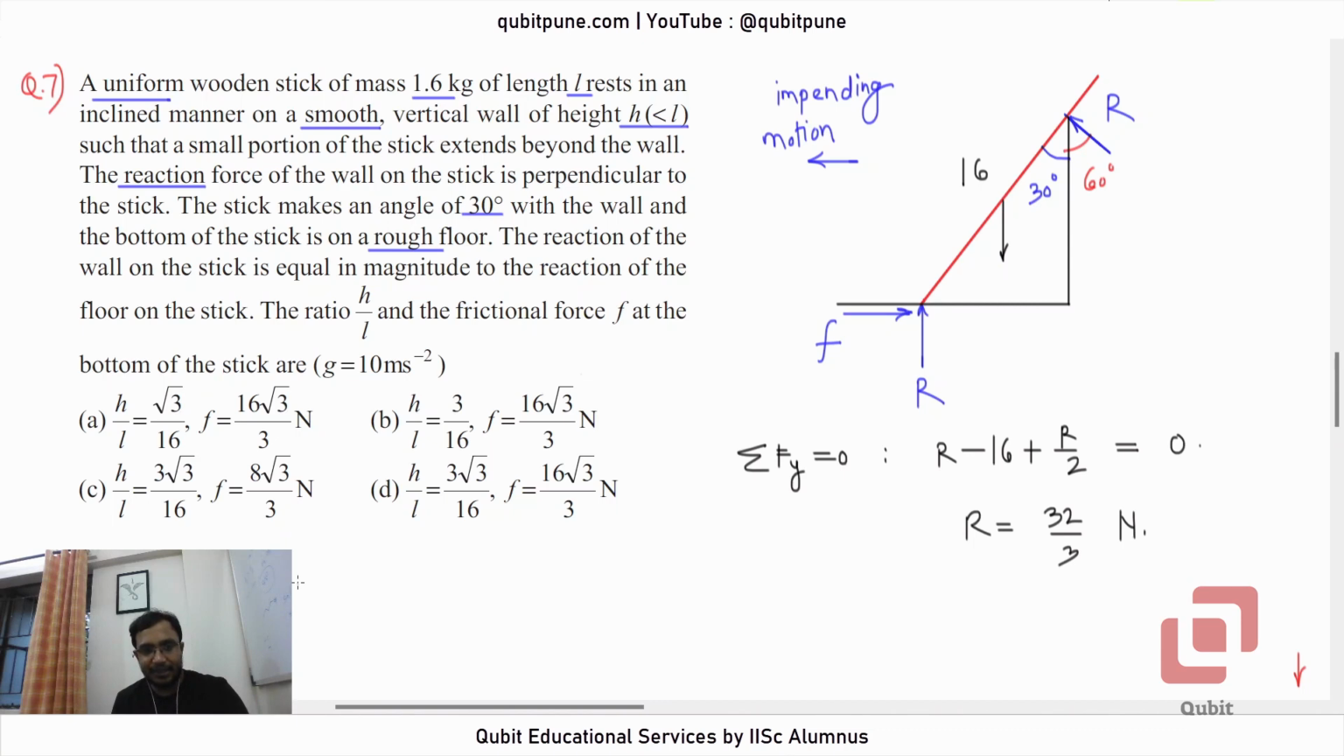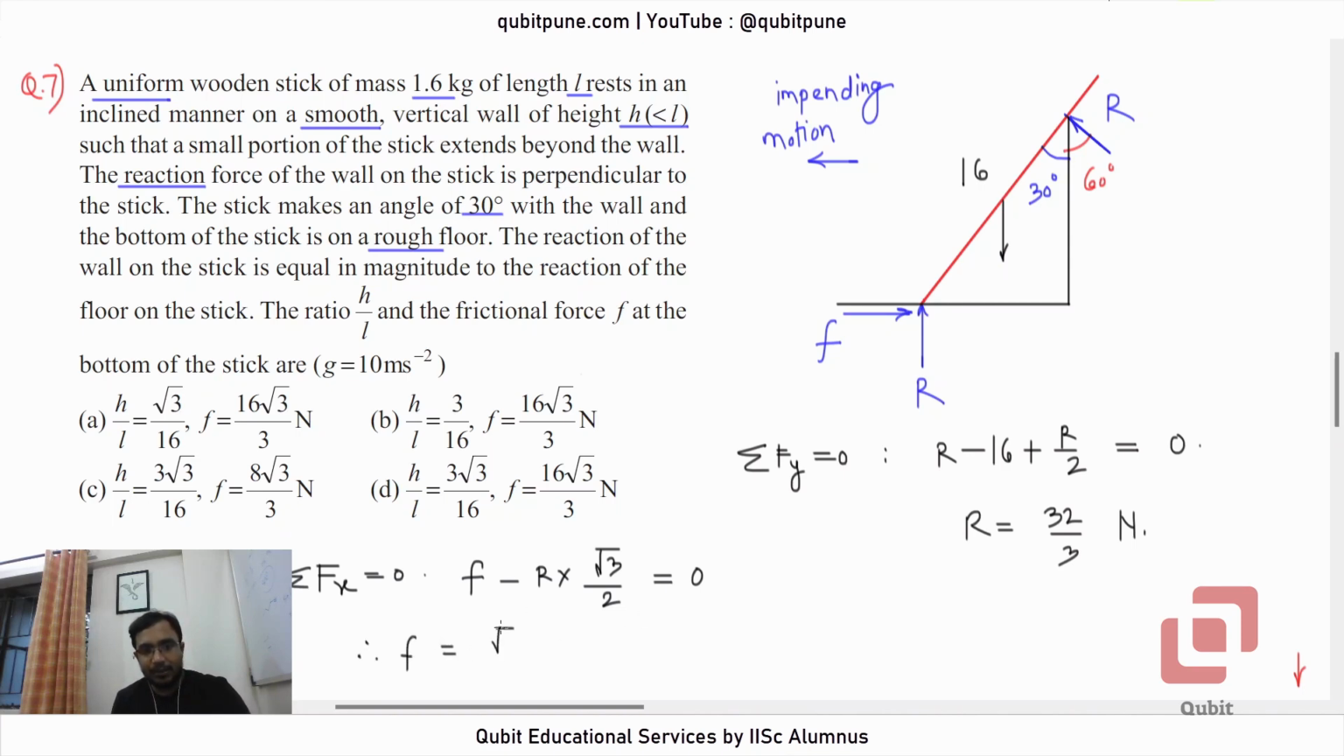Okay, summation Fx equal to 0. F minus R sin 60, or root 3 by 2, this time. And why negative? Negative because that horizontal component will be to the left. Okay, negative to the left. So F is obtained now, F is ready.